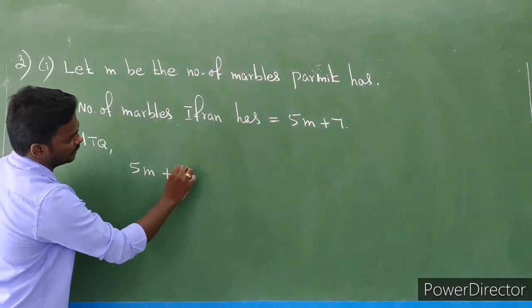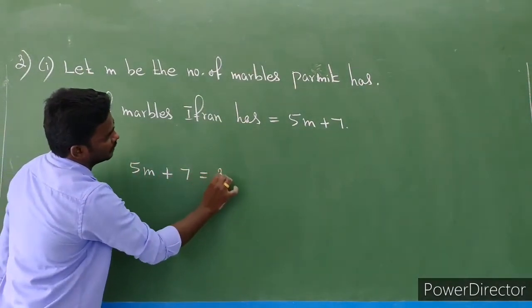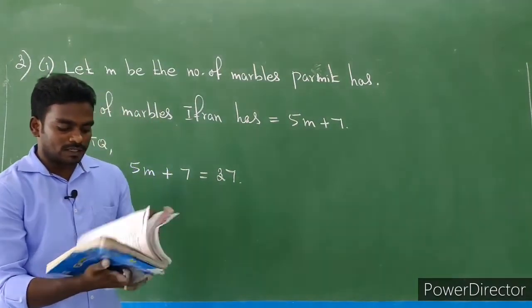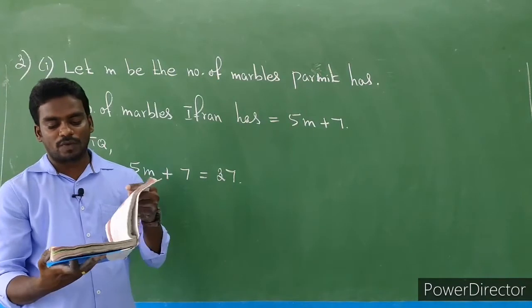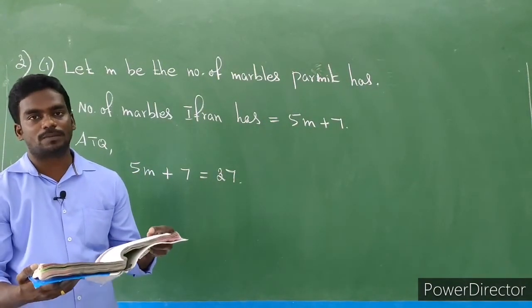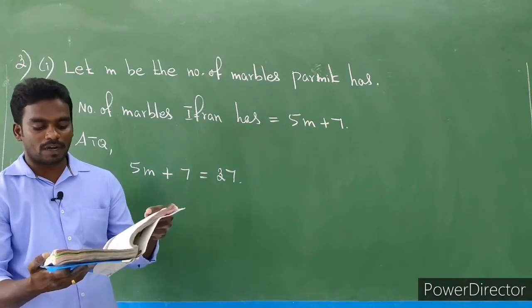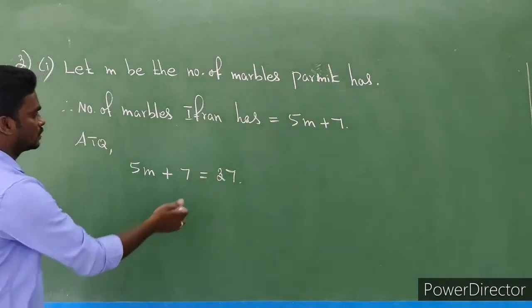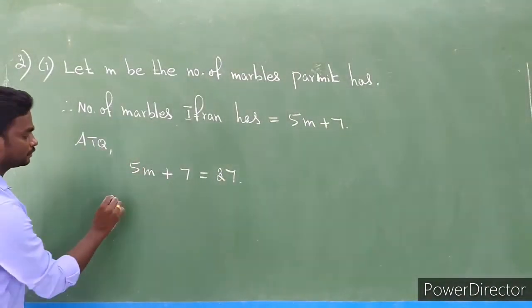5m plus 7 is equal to what? 37. Because given in our question, Irfan says that he has 7 marbles more than 5 times the marbles Parmet has. Irfan has 37 marbles. How many marbles does Parmet have? So 5m plus 7 is equal to 37, according to our question.